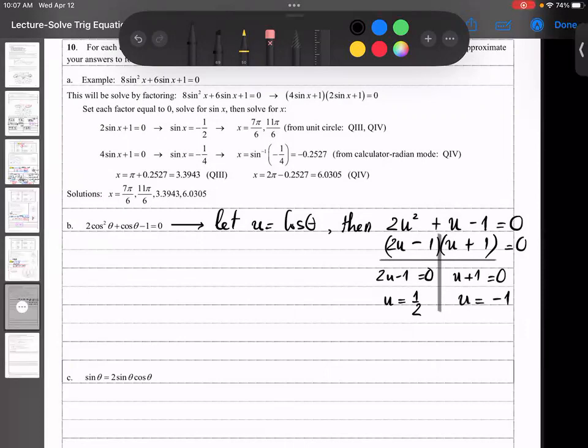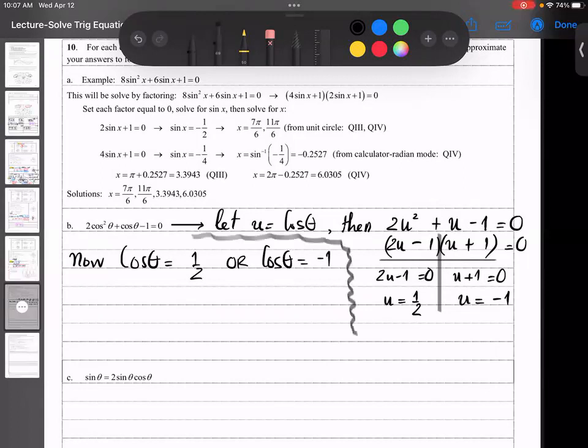It looks like we do the algebra for the most part. Am I solving for u or cosine theta? Cosine theta, so we have to plug it back, right? Now, put back: cosine theta is u, equals 1/2, or cosine theta equals negative 1. Everybody okay? I just plug it back in for u, right? To replace u back. We did this. What's cosine theta equals 1/2? What angle? You can find it on the inner circle.